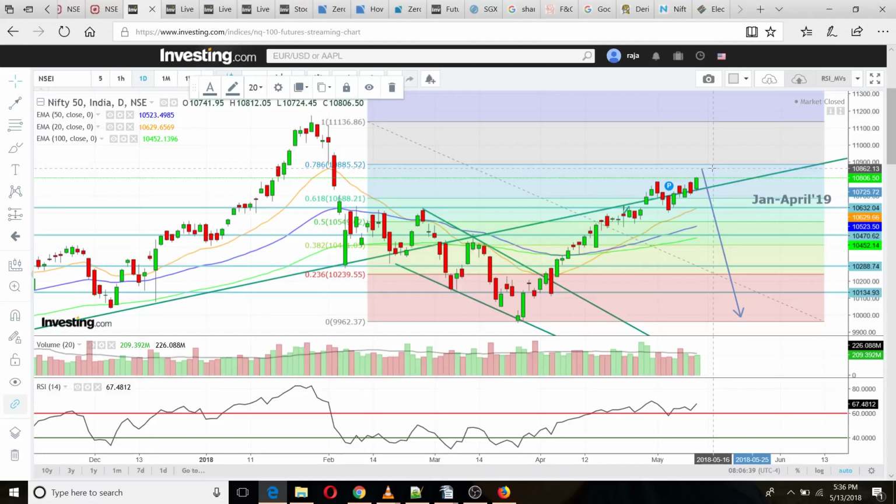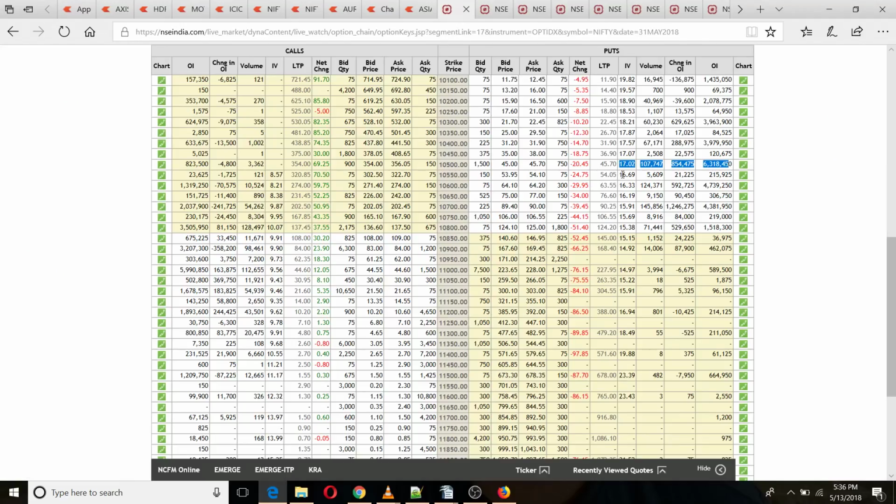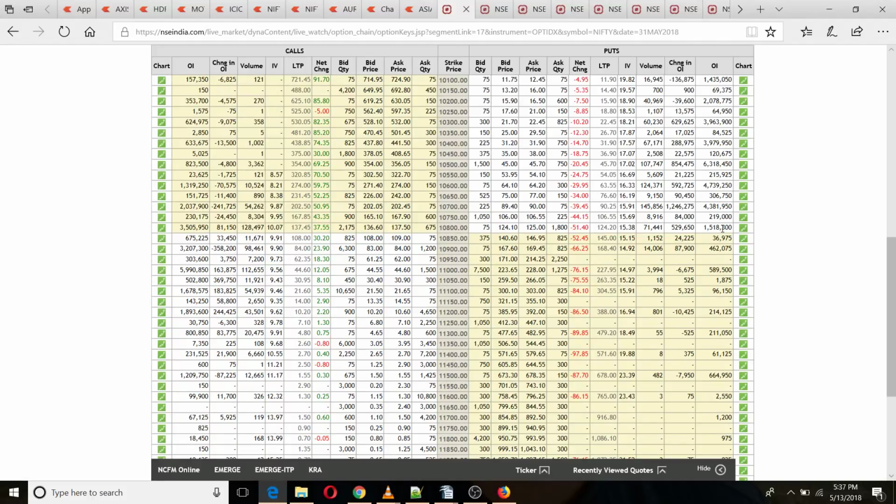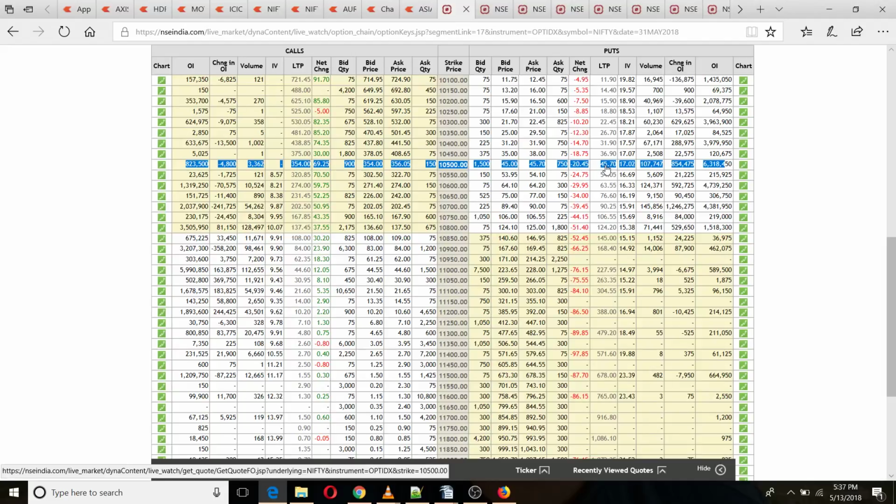But for trading safely, what I will do is, as price is moving up, I will see what is happening in put. Let's go to the options data. Now options data, let me refresh. I will be looking at the 10,500 level put. This is trading currently at 45 rupees, and if price goes up around 50-60 points, I will see what this 45 rupees is doing, whether it is going up or going down.